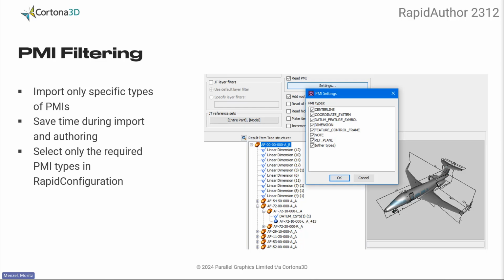And during authoring, you then had to spend time to remove the unnecessary PMIs for your use case. Now you can exclude types of PMIs you're not interested in from imports directly and save significant time during preparation and then during authoring. To enable the selective import of PMIs, you just launch the tool Rapid Configuration, open your import profile, and load a sample source file. On the structure page, which you can see here, you open the settings dialog beneath the Read PMI checkbox. And here you will find all types of PMIs present in the loaded source file, and you just select the types you need. That's it.